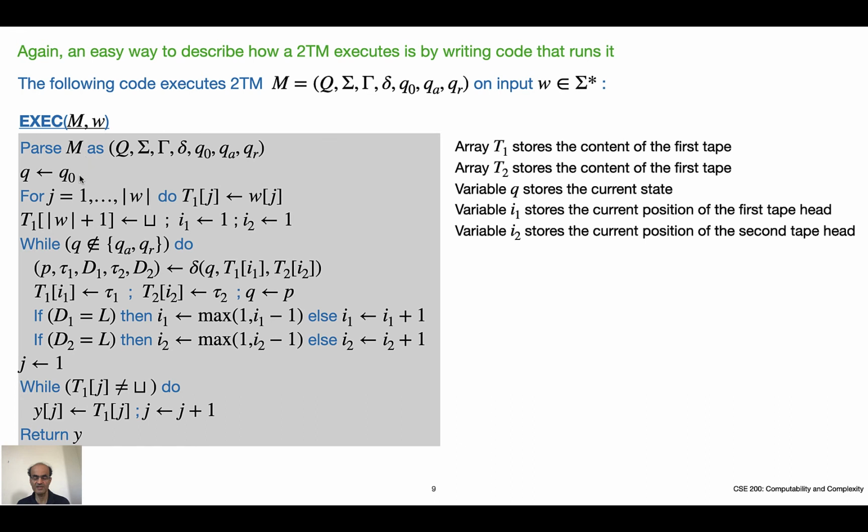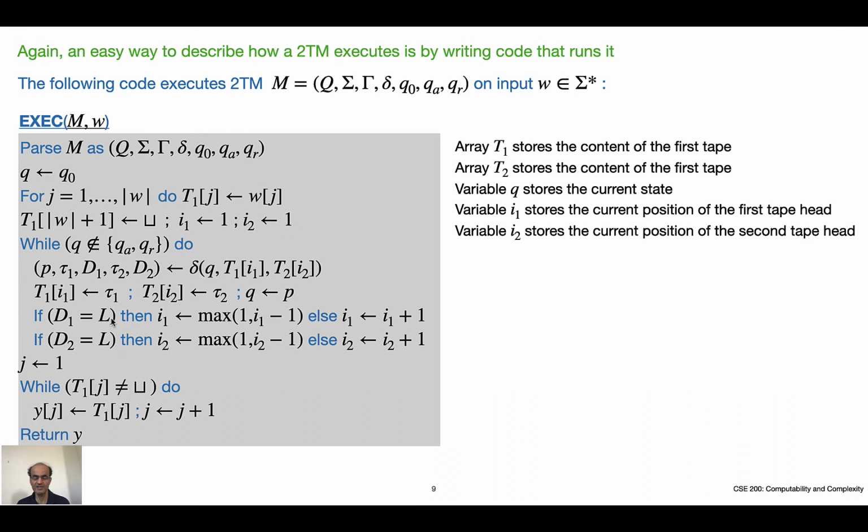I initialize the state variable to the start state, copy the input W into the first positions of the first tape. That's just a convention. We always put the input on the first tape in the first positions, and here we've copied it symbol by symbol. I'll add a blank after that. It's kind of implicit that everything else is a blank, but just for good measure. And I'll set the head positions both to 1. This says that I'm currently scanning square number 1.